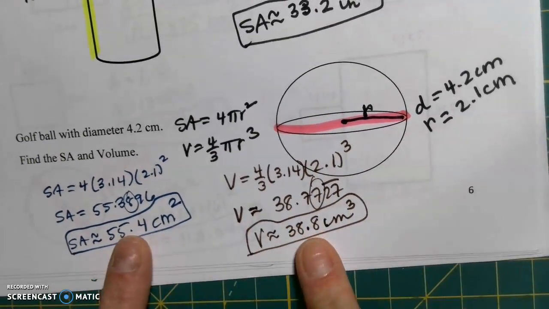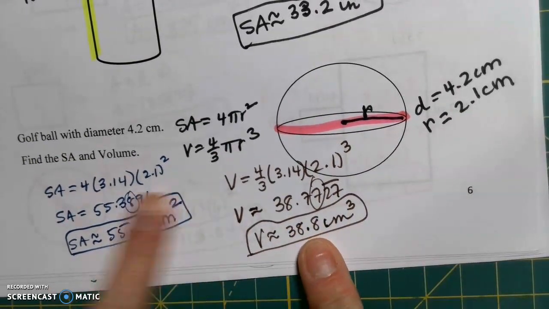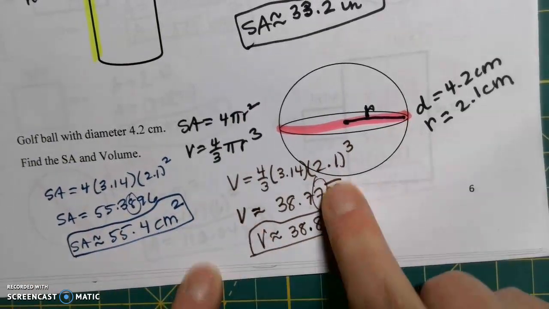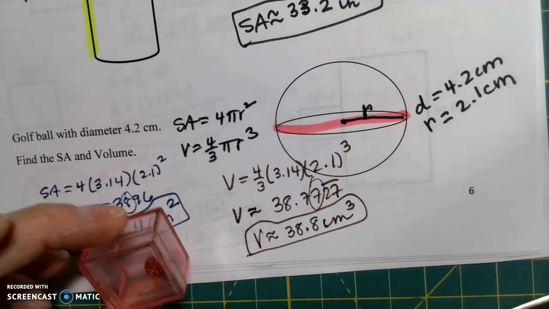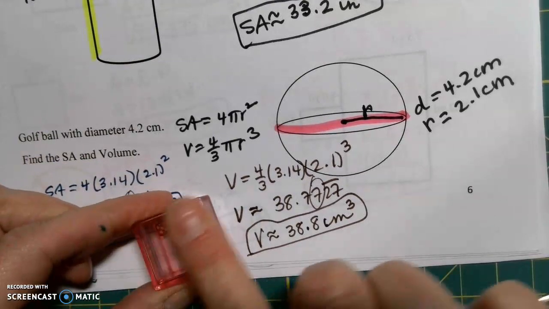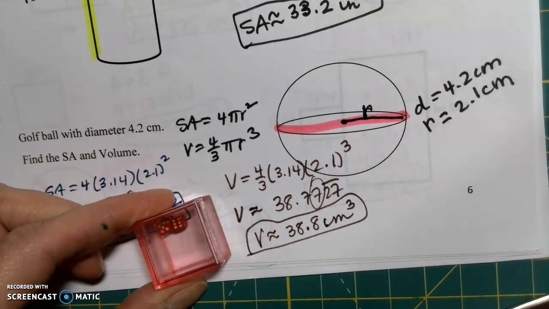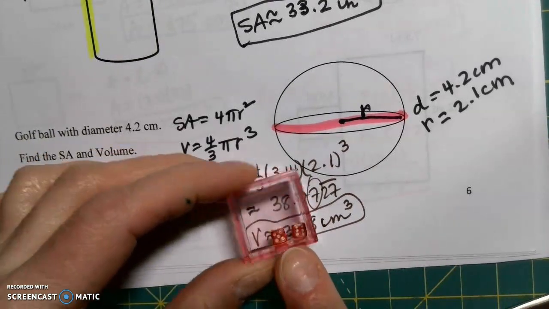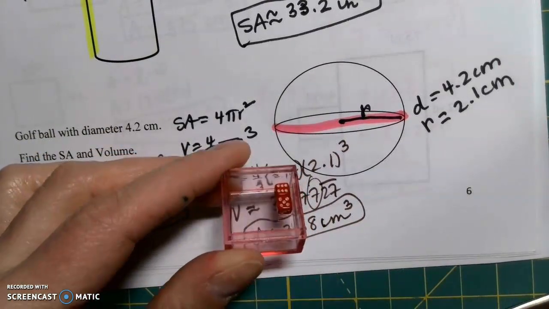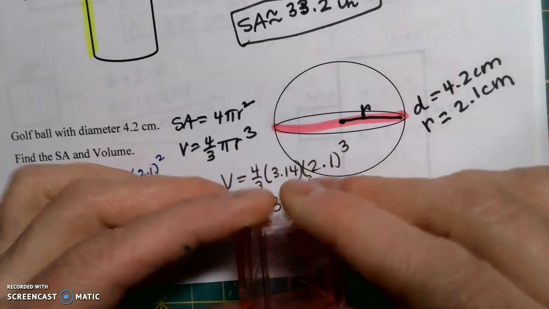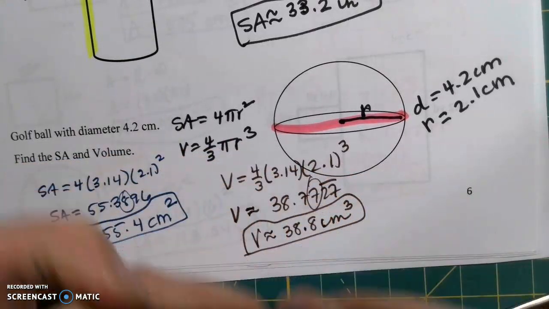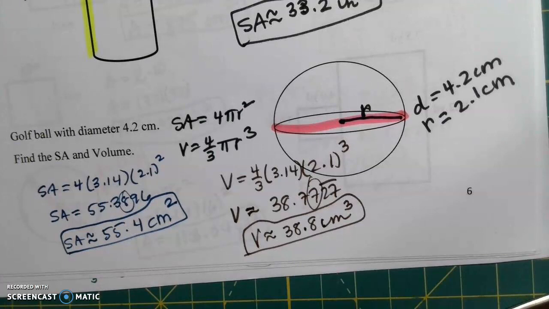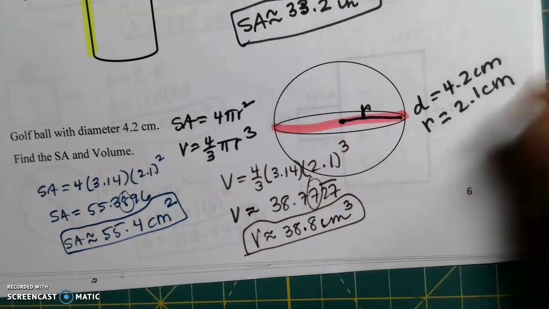So you cannot compare these directly because this one is covering things and this one is filling things up. So remember, if we look back on the little box, if we cover the top of this, that's going to be part of our surface area. If we figure out how many of these tiny dice it would take to fill it up, that would be looking at volume. So you cannot compare those directly. They're a two-dimensional idea and a three-dimensional idea.